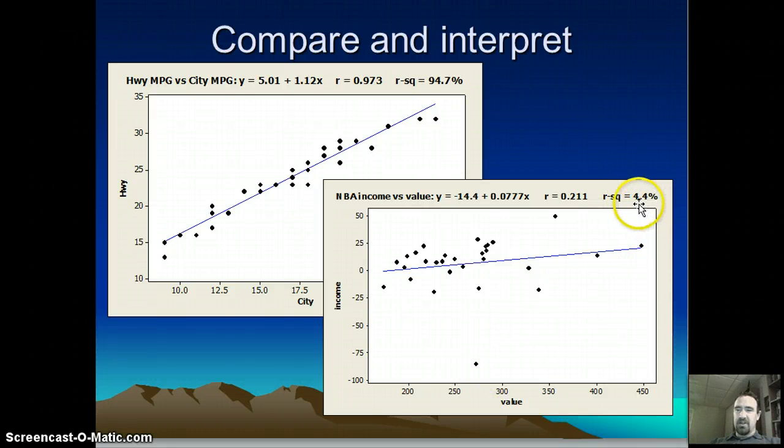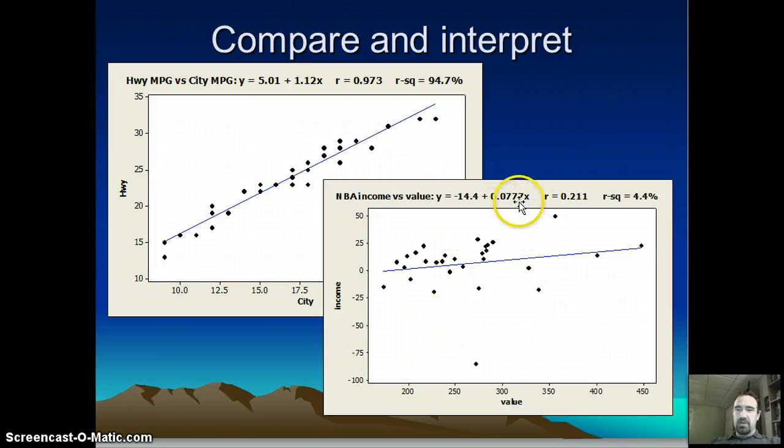R squared is very low, 4.4. So once again, a weak model, but specifically, this is saying we can only account for about 4% of what's going on with these incomes for these teams based on the value of the team. In other words, the value of the team is not telling us very much about how much income they're making over time. The model itself, how do we interpret the intercept, negative 14.4? That says if the value of the team were 0, we would expect that they would lose $14.4 million per year. And so do we really have any NBA teams valued at 0?